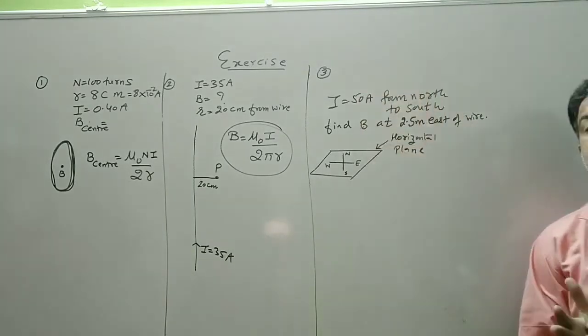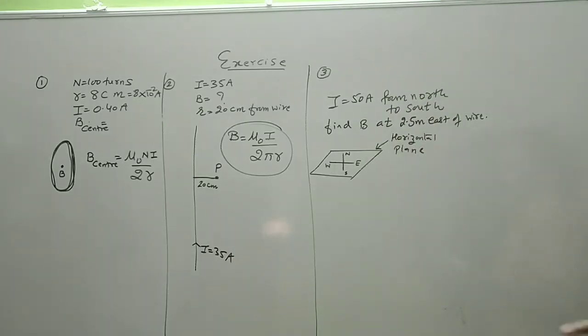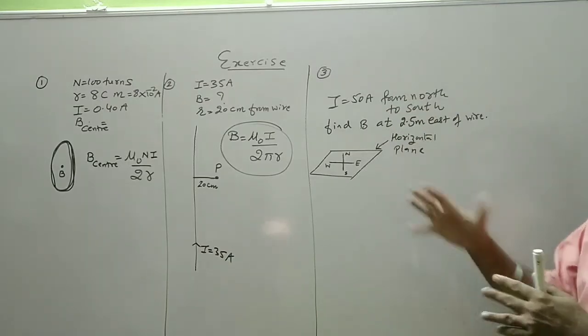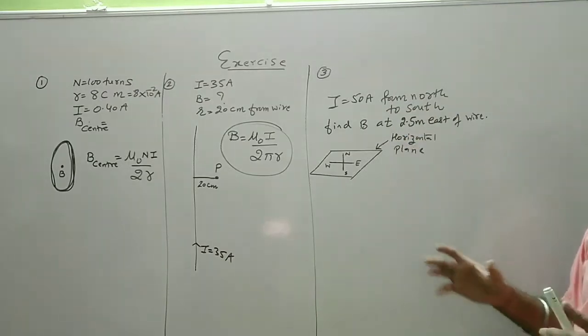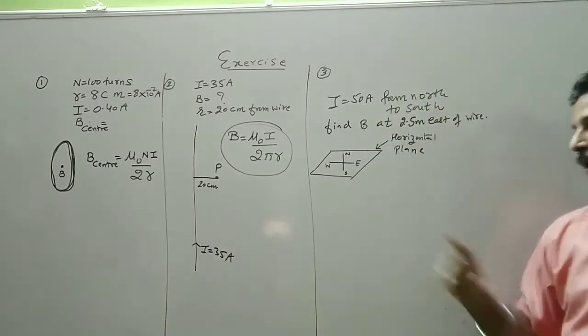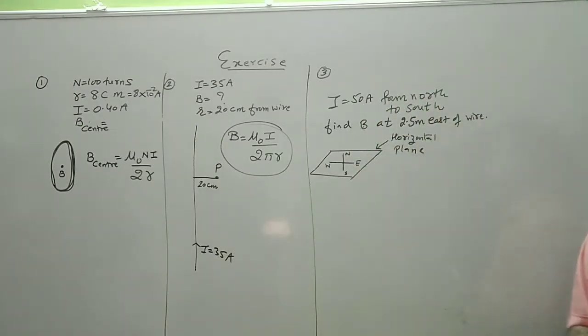Question number 3. Here a horizontal plane is given. In a horizontal plane, the current of 50 ampere is flowing from north to south. So let us take this as a horizontal plane.